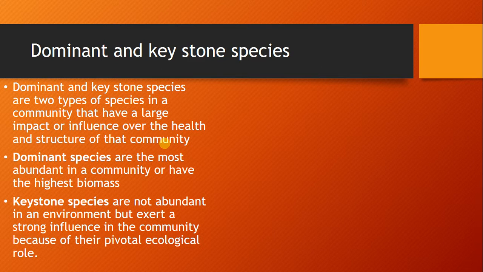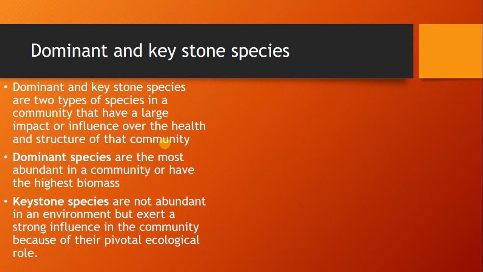A dominant species, for example, is the most abundant in a community or has the highest biomass. By sheer number, they are the most important because they take over that community. Most of the time, a dominant species might be a producer, might be a plant. However, a keystone species is not abundant in an environment, but still has a large impact or influence because it has a pivotal ecological role. So maybe they're pivotal in the environment.